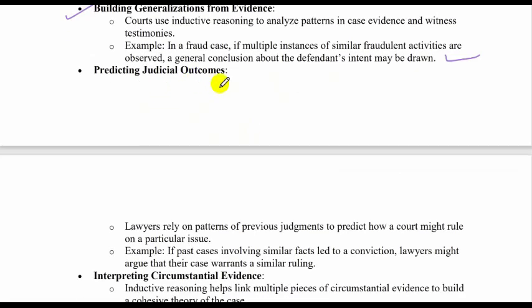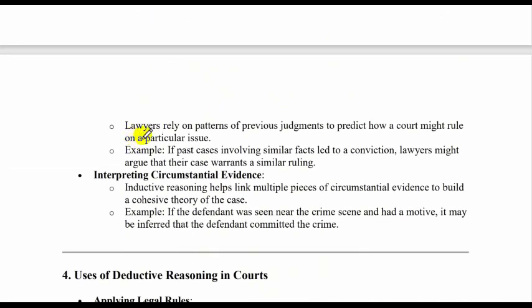So, when we are predicting judicial outcome, we saw earlier that lawyers rely on patterns of previous judgments to predict how a court might rule on a particular issue. For example, if past cases involving similar facts led to a conviction, a lawyer might argue that their case warrants a similar ruling.